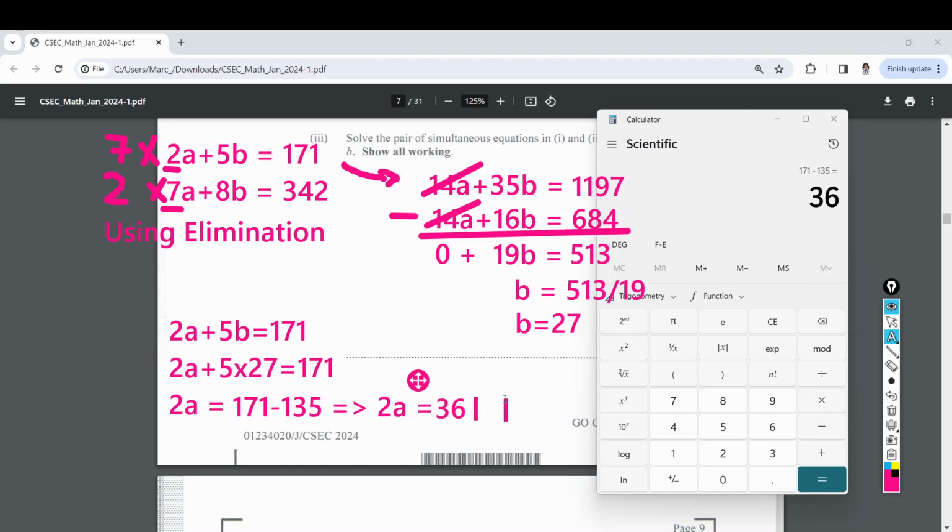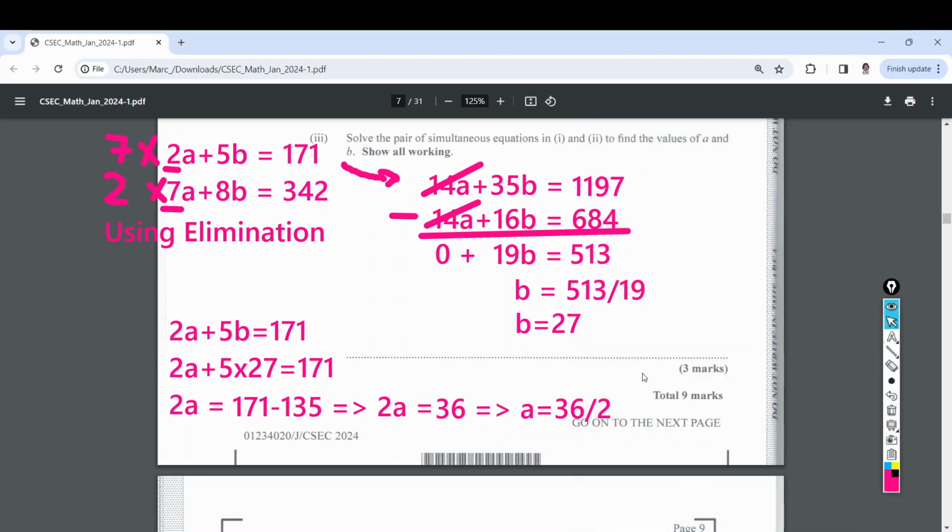And if 2a is equal to 36, guys, then that means that a is equal to 36 over 2. All right, and then a is actually equal to 18, and this is the answer. Right? Cool. All right. Good. So this is good. All right. So finish here, guys.